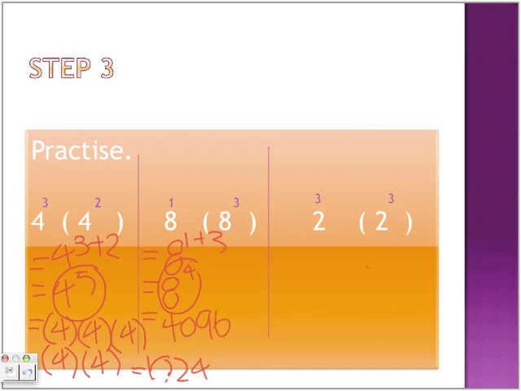And the last one here. This would equal 2, and then you can add the exponent, so 3 plus 3. And that equals 6. So it's 2 to the power of 6. And then 2 to the power of 6 is 2 times 2 times 2 times 2 times 2 times 2. And this equals 64.